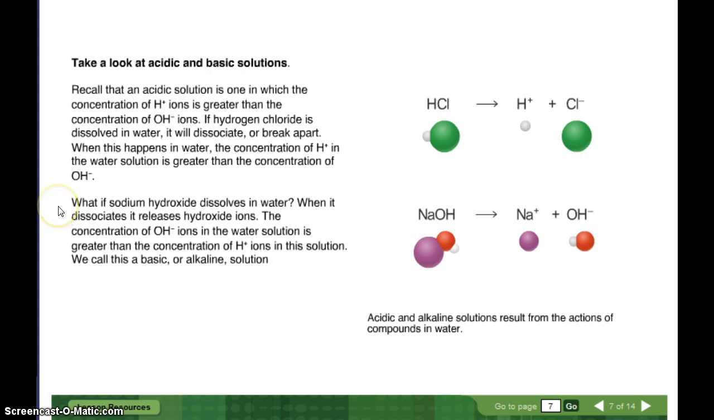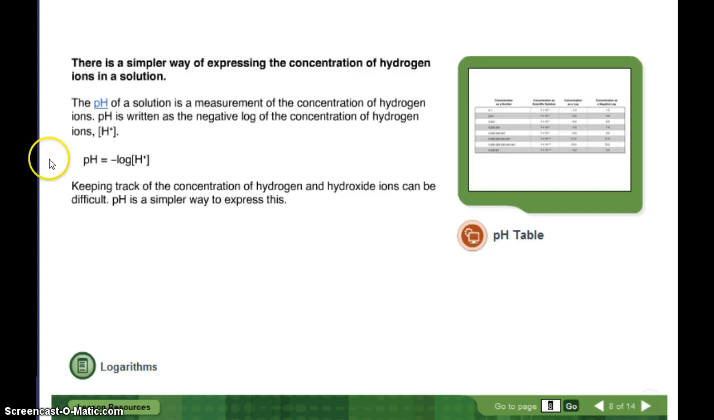What if sodium hydroxide dissolves in water? When it dissociates or breaks apart, it releases hydroxide ions. The concentration of hydroxide ions in the water solution is greater than the concentration of hydrogen ions in the solution. We call this a basic or alkaline solution. So again, if you just add NaOH, of course, you're going to end up with OH ions, and therefore it's going to be a base or alkaline solution.